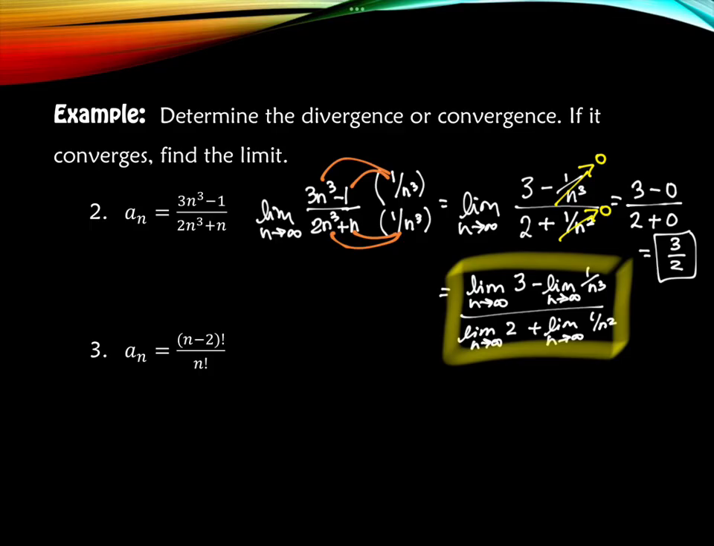Now 3 is not a polynomial over polynomial. Okay, so we can't just do it in the same way. So let's take a look. We're going to do here the limit as n goes to infinity of minus 2 factorial over n factorial. So what's going to be helpful to us is to write out some of this factorial notation.